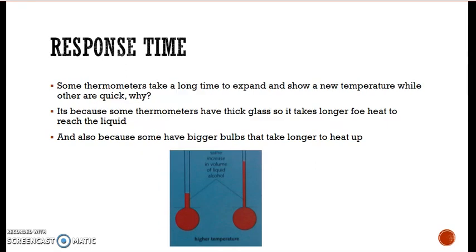Response time. Some thermometers take a long time to expand and show a new temperature, while others are quick. Why? It's because some thermometers have thick glass, so it takes longer for heat to reach the liquid, and because some have bigger bulbs that take longer to heat up. If you look at this, both have the same bulb size, but just imagine that this one was smaller. Okay? Just imagine. So if this one is bigger, it takes heat way longer to heat up. And also, imagine this one has thick glass and this one has thin glass. So the heat has to travel through all of that glass, and then after it reaches the glass, it has to travel through all that liquid, and then finally it can heat up. Over here, it has to barely travel through glass, and once it does, it already reaches the liquid. So it's immediate. See, it's already expanded so quickly, and this one so little.